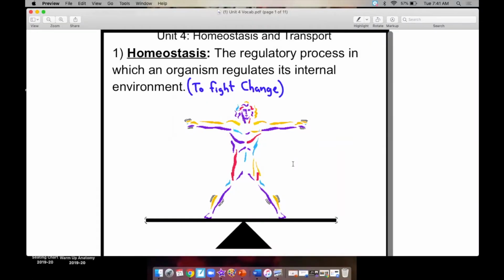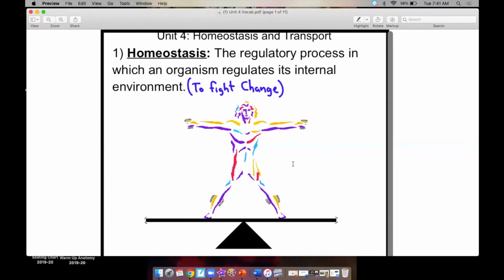Our first word is homeostasis. Your keystone definition for this is the regulatory process in which an organism regulates its internal environment. I'm going to admit to you guys, I do not like that definition. So let's make it easier. Homeostasis means to fight change. Things outside of your body are trying to change your body. If it gets hot outside, your body gets hot, and your body doesn't like that. So it's going to do things to cool down. If it gets too cold, your body will get cold and your body will do things to warm up.